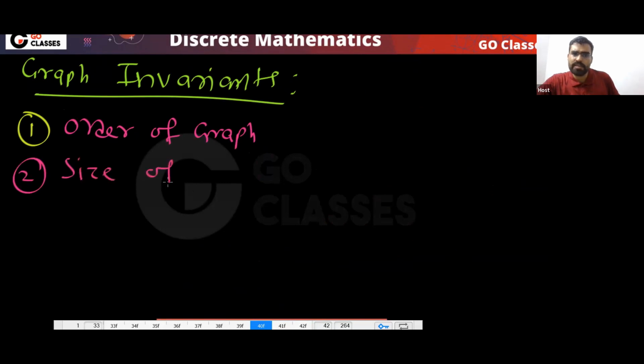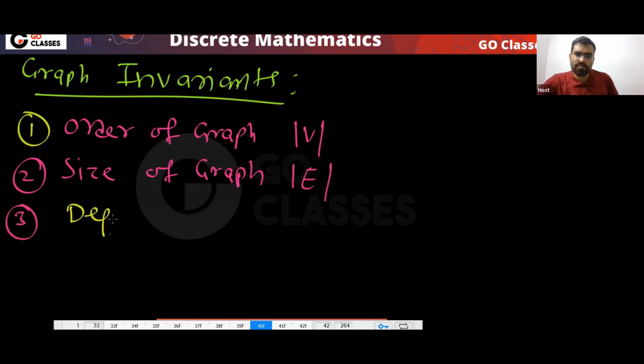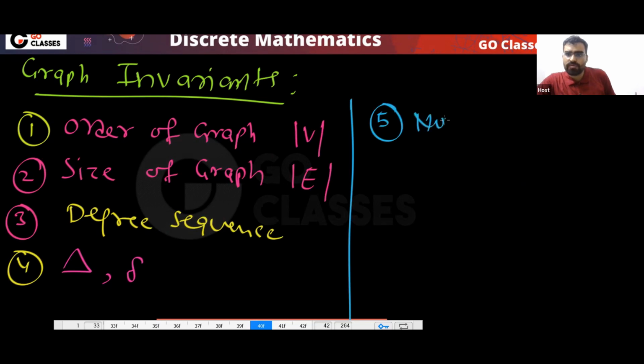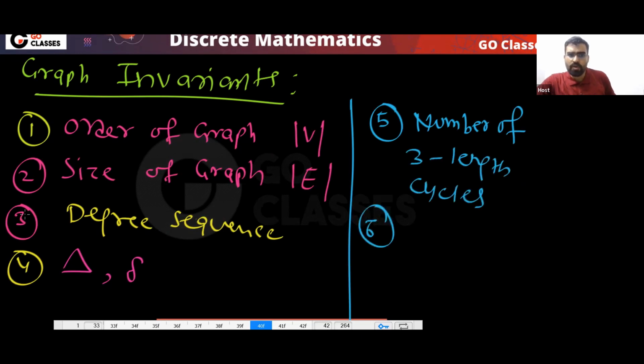Number of edges must be the same. What else? Degree sequence must be the same. And what else? For example, I can say maximum degree must be the same, minimum degree must be the same. What else? Number of three-length cycles must be the same. Number of k-length cycles must be the same, like four-length, five-length.